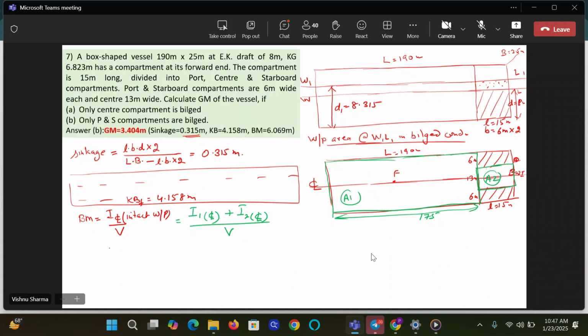Okay. So in this case, I can cut short if I want by ICL of area 1 will be length 175 is the length of the area A1 into 25 cube, B cube upon 12, that is this part, plus I2, the length is 15, breadth is 13 cube by 12, divided by volume of displacement 190 into 25 into 8. And can I get the BM straight away? 6.069 through a shorter route? Yes or no, beta?